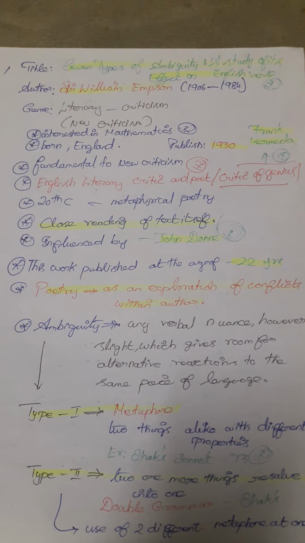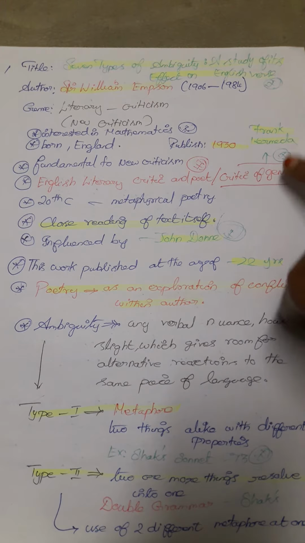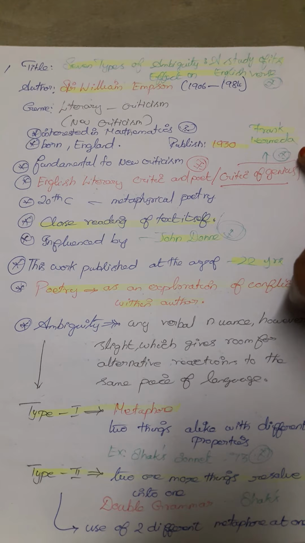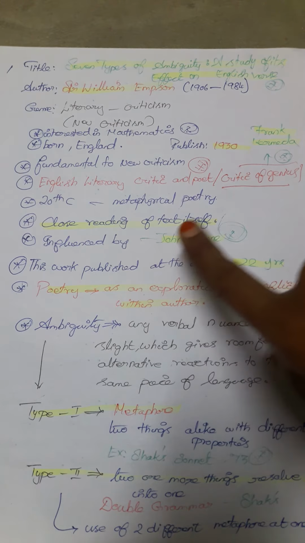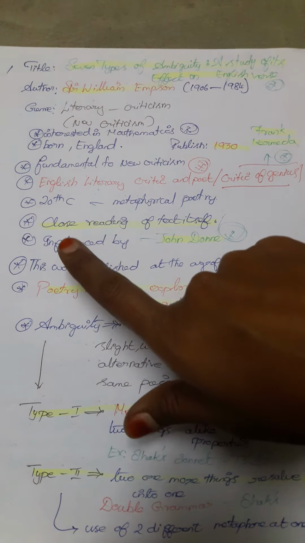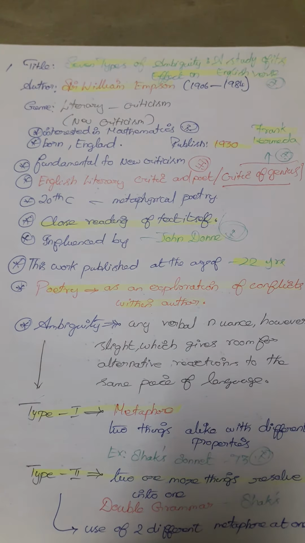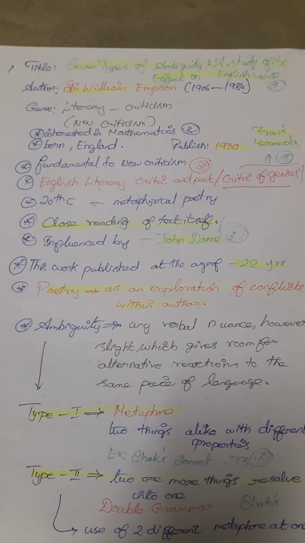He is an English literary critic and a poet, and a critic of genius also. He has been called a critic of genius by Frank Kermode. In the 20th century, metaphysical poetry was written by him, and he intended the close reading of the text itself, and he was influenced by John Donne. And this work was published in 1930 at the age of 22 years.